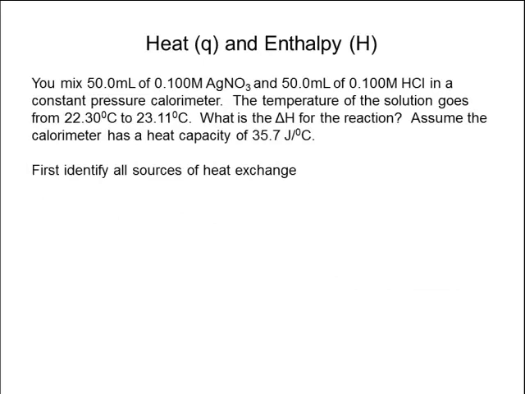With this problem then, let's identify all the sources of heat exchange. So what's absorbing heat, what's losing heat? Well, one thing we know is we have the calorimeter. That could absorb heat, it could lose heat. Right? What else? Well, when we mix two aqueous solutions together, because it's aqueous, that means it's dissolved in water, right? So most of that 50 mL of the silver nitrate and 50 mL of the HCl is water. So that water could gain or lose heat as well. So we have Q associated with the water.